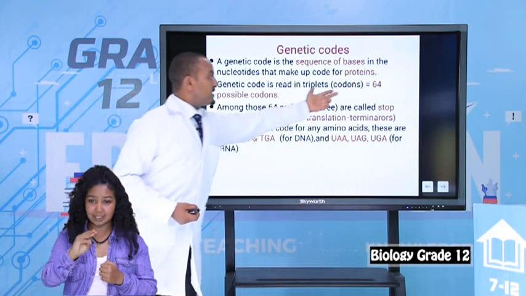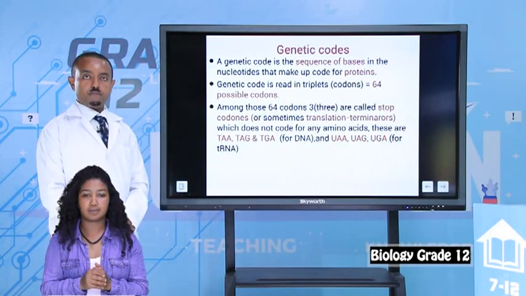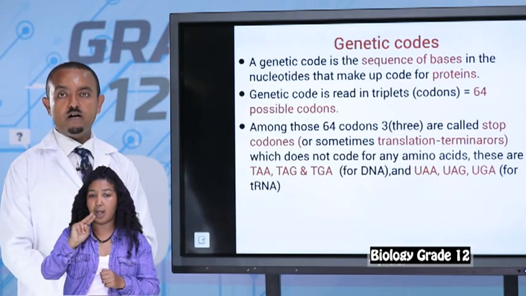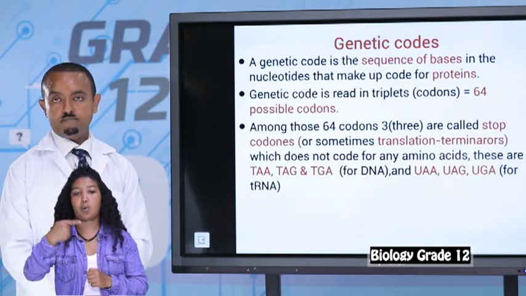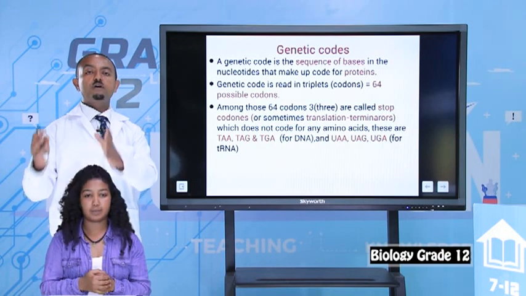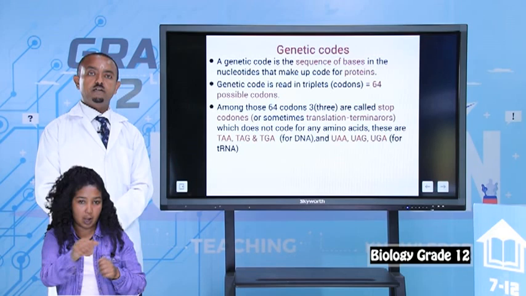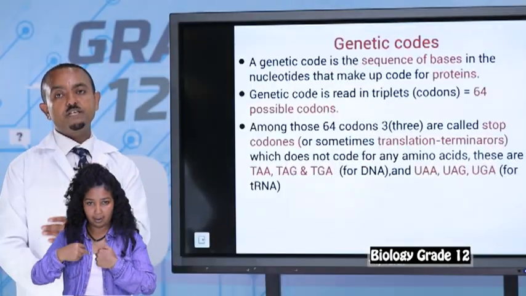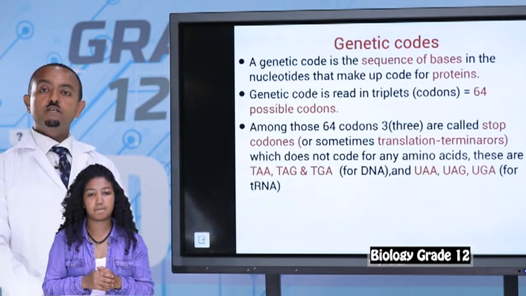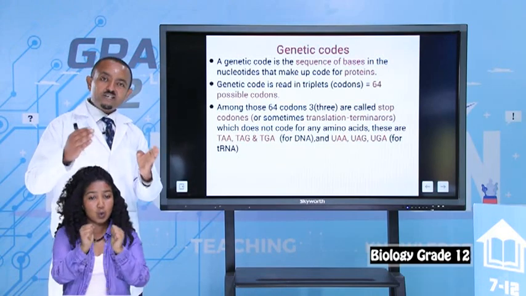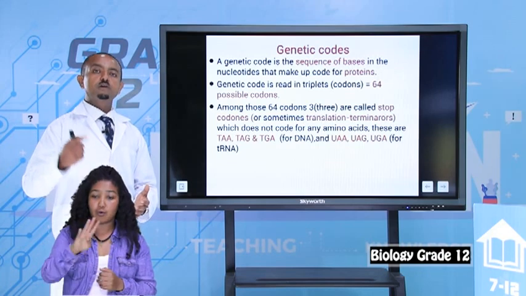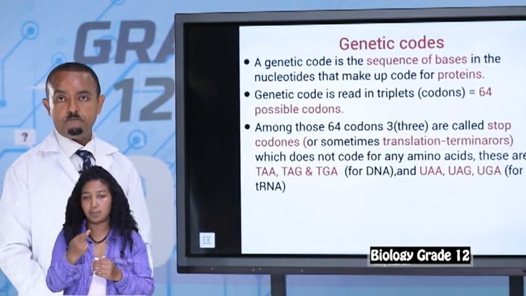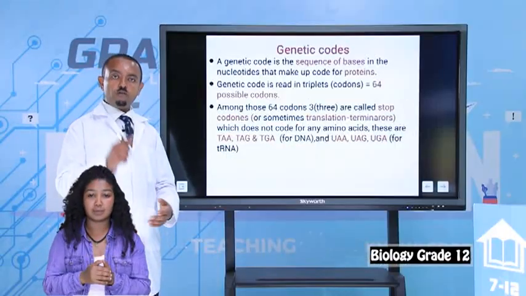So we have 64 different possible codes for the nitrogen bases in DNA and RNA. In DNA, we have 4 nitrogen bases: adenine, cytosine, thymine, and guanine. And in RNA, we have 4 bases. 3 of the bases are similar to DNA: adenine, cytosine, guanine. But the difference is that thymine in DNA is replaced by uracil in mRNA. These 4 different nitrogen bases, combined as 4 times 4 times 4, give 64 possible codes for proteins. But among those 64 possible codes, 3 of them are called stop codes.